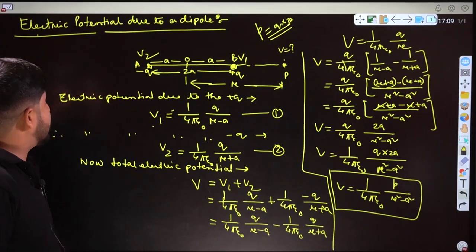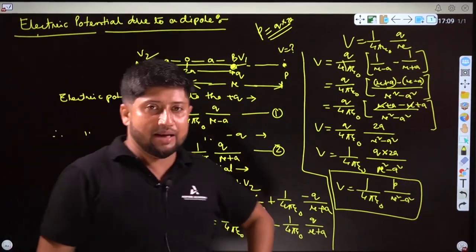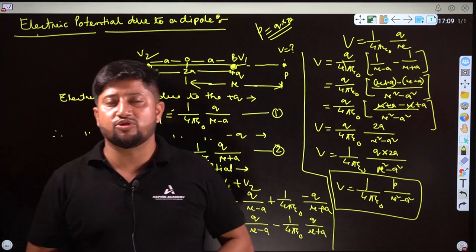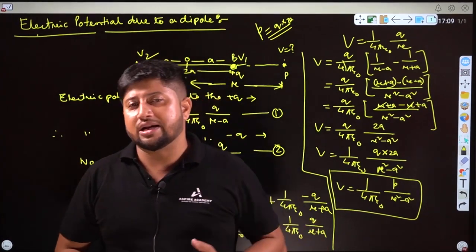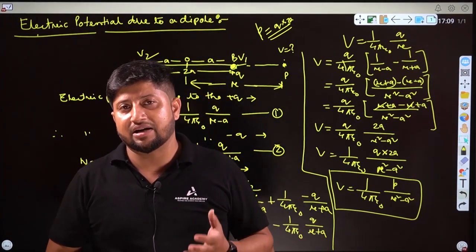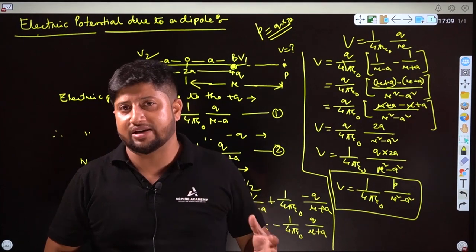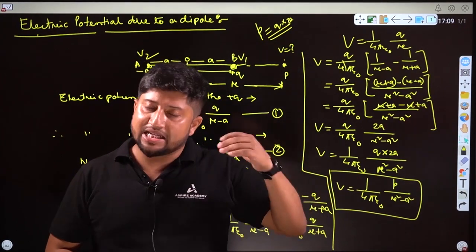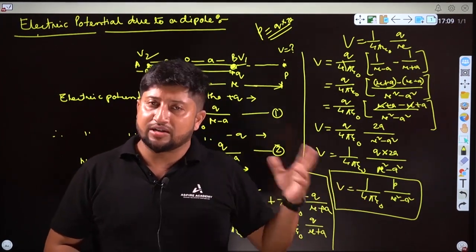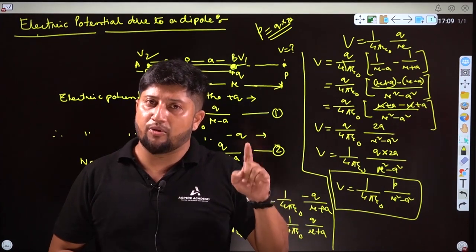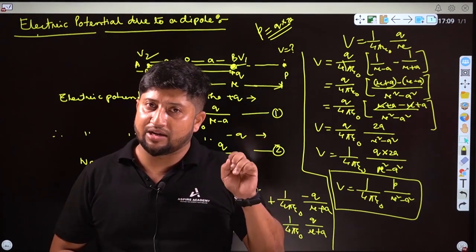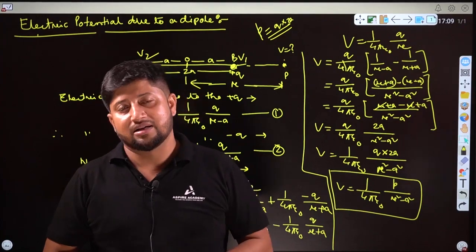This is all about electric potential due to a point charge. Today we covered electric potential due to a point charge. First we covered what electric potential difference is, then the concept of electric potential, and after that electric potential due to a point charge and a dipole at a particular point. Thank you.